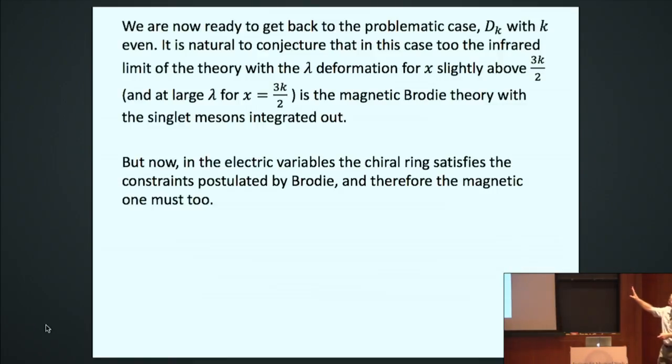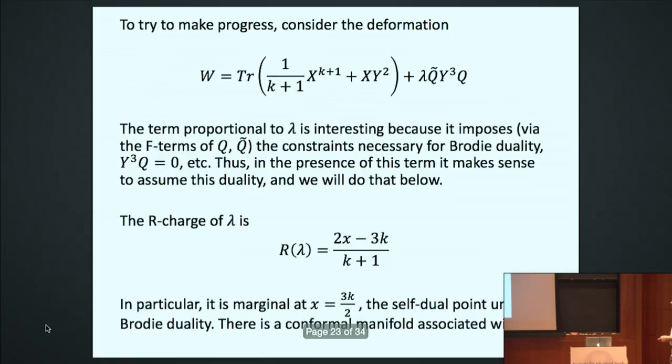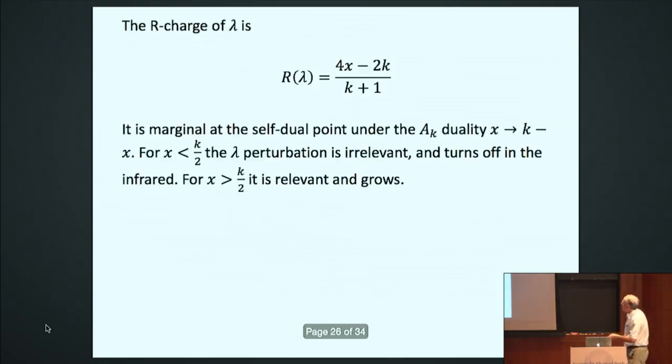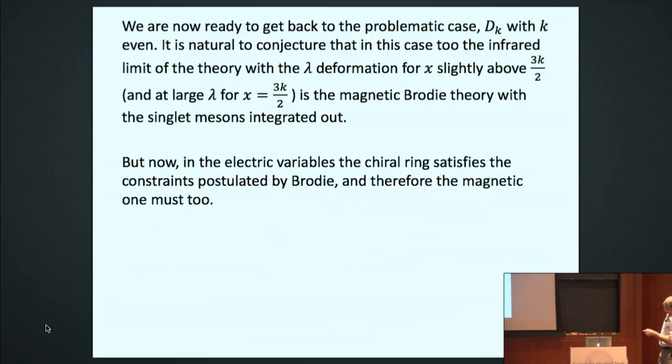Now, this is not something I'm 100% sure of, but let's assume for a second that that's true. What does that mean? Well, what it means is that in the electric variables, as I said, the whole rationale of adding this thing in was that it imposes these constraints and therefore cuts off the chiral ring. But now we are saying here that when we turn this coupling on and flow to the IR, we get a theory which is just pure decay gauge theory with these adjoints and that superpotential, in which seemingly the constraints that Brody assumed on the superpotential are not valid.